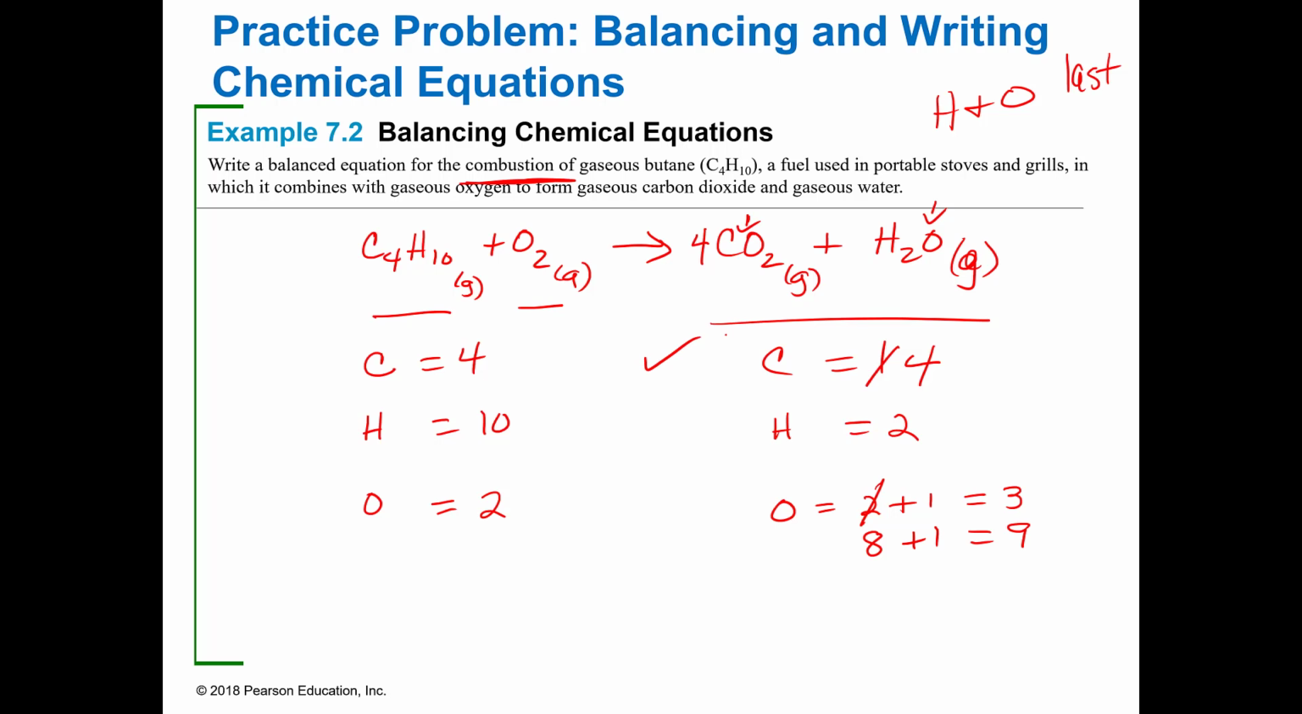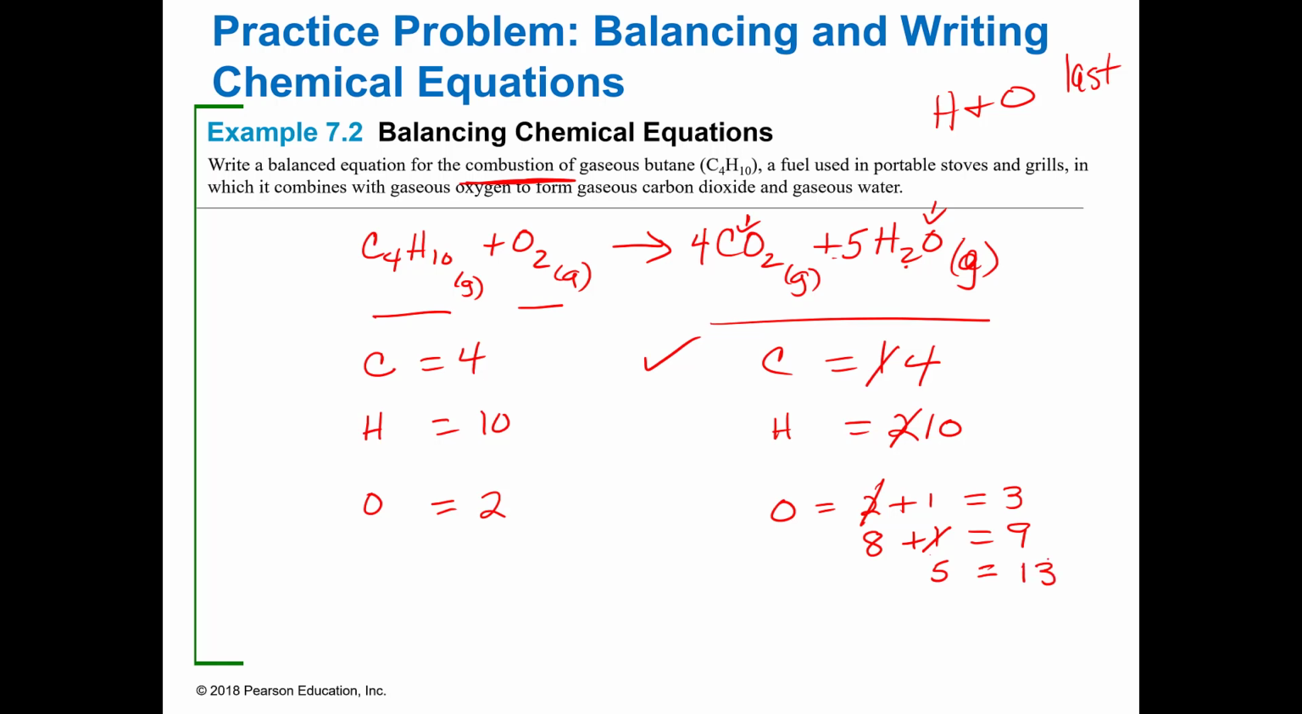So that balances my carbons. All right, and then I have 10 H's. So if I want to get 10 H's on the product side, the only thing I can do is multiply this whole thing by 5. So 5 times 2 is 10 hydrogens, and that now gives me 5 oxygens. So 8 plus 5 is 13, I think.